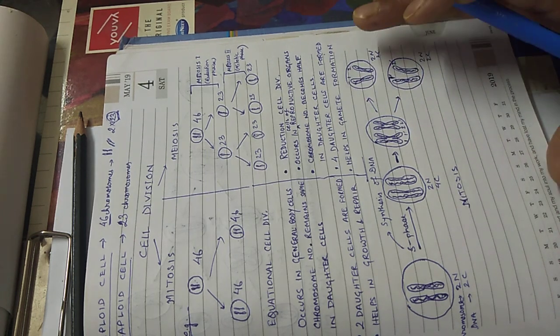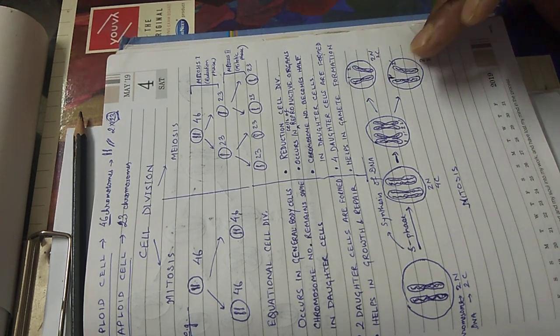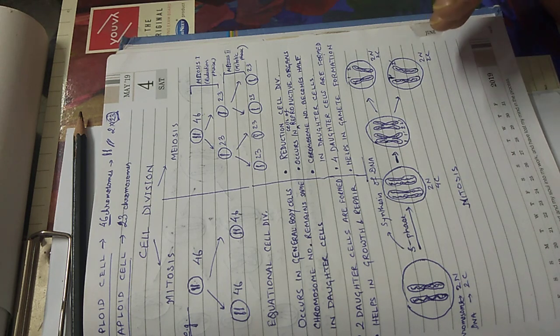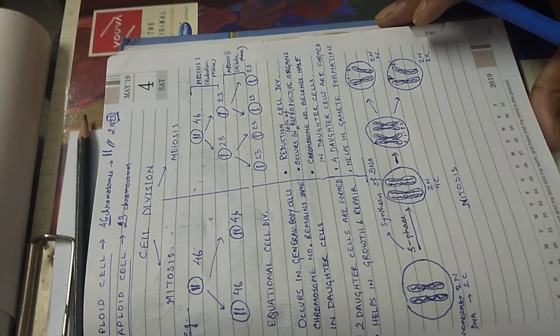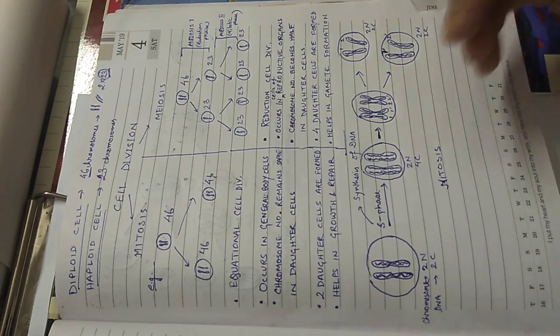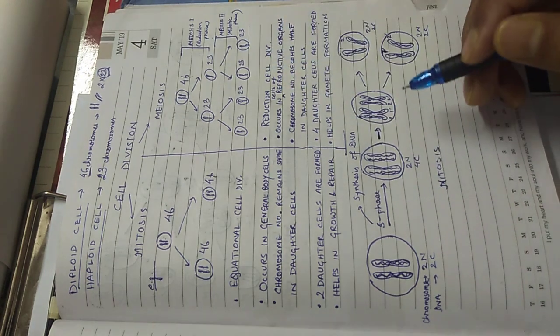Whatever gamete formation, like in animals the gametes are called sperms and eggs or ovum. In plants the gametes are called pollen grains or ovule. So in case of gametes, the chromosome numbers are half compared to the general body cells. Now, why does the chromosome number need to become half?